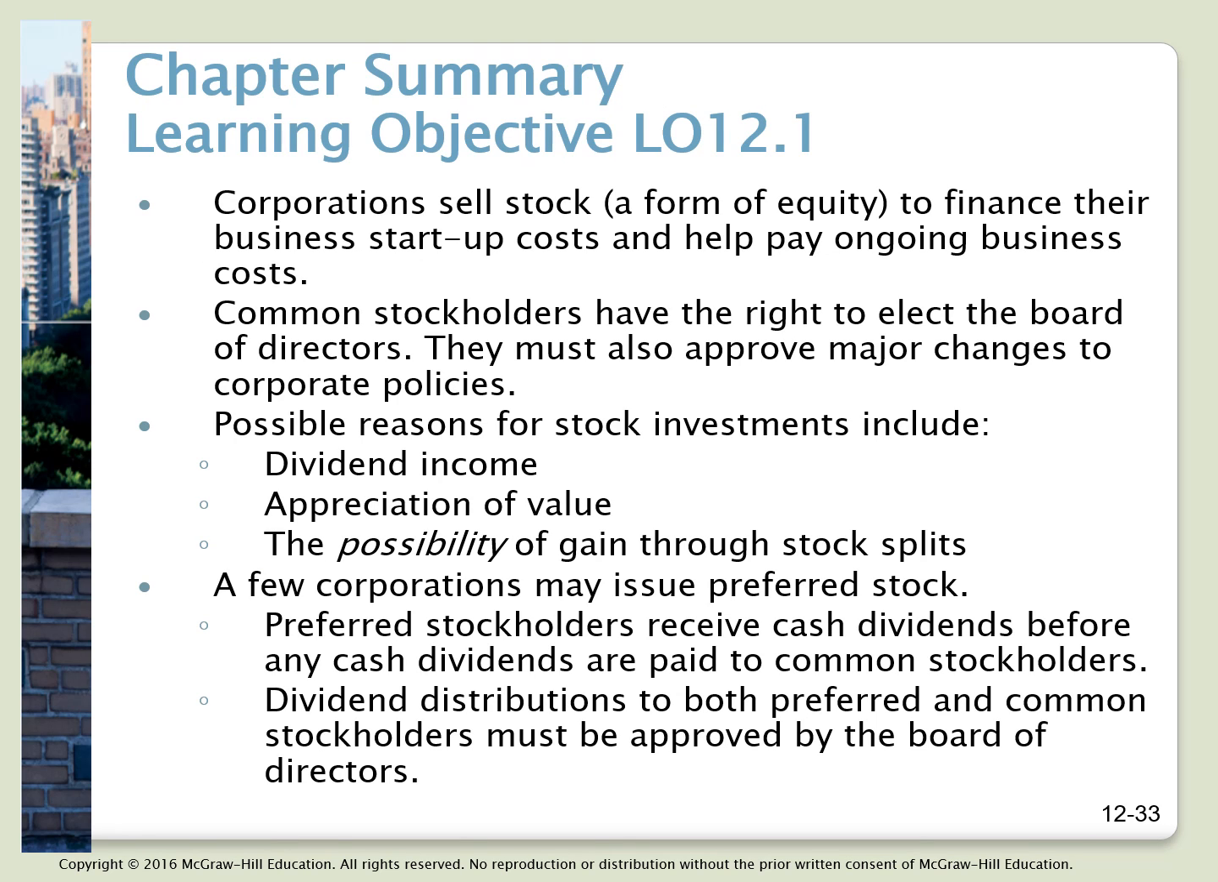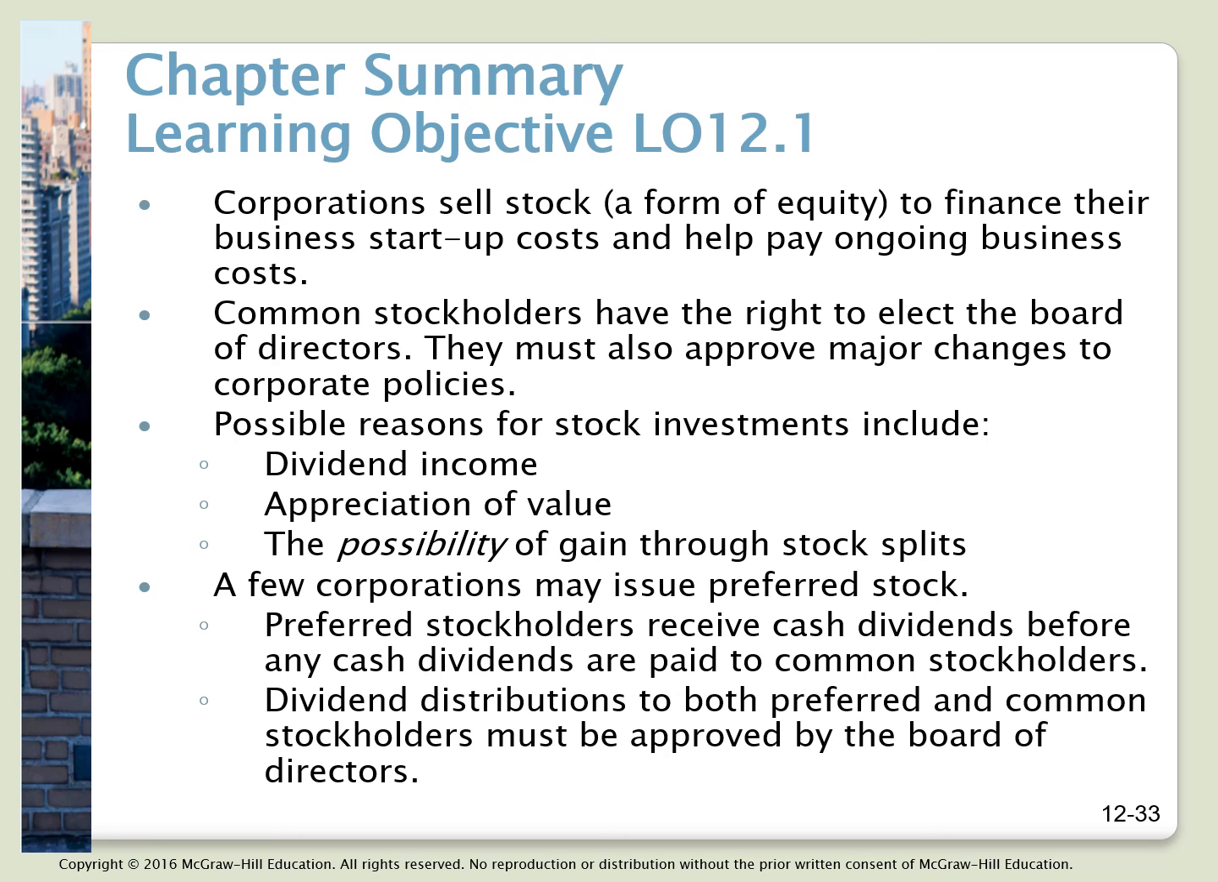Corporations sell stock, a form of equity, to finance their business startup costs and help pay ongoing business costs. This is just the normal. It's an expensive proposition, but it's typically a way of financing the company's growth. Common stockholders have a right to elect the board members, so they can vote. Possible reasons for stock investment include dividend income, appreciation in value, or the two. So your expectation is that you're going to be receiving dividends, or the value of the stock is going to go up, or both, that you can sell it at some point in time and realize what is called a capital gain, an increase in the value of the stock, and you cash in, if you will.